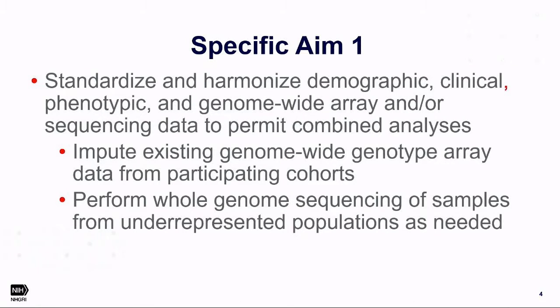To achieve this goal, we proposed 4 specific aims. First, to standardize and harmonize the cohort datasets to perform combined analysis. Those datasets include the demographics, clinical phenotypes or conditions, and the genomic data. For genomic data, we propose to impute the existing genomic data, including the array data, and we also include the whole exome sequencing or whole genome sequencing data.